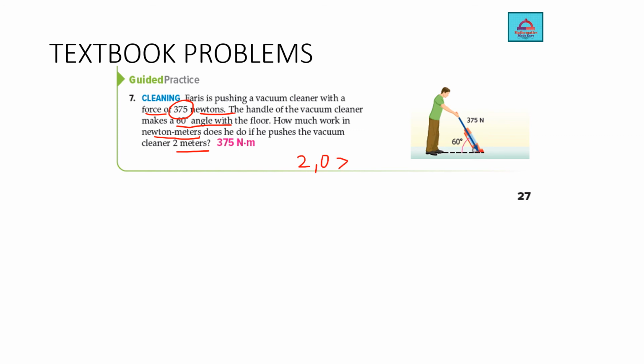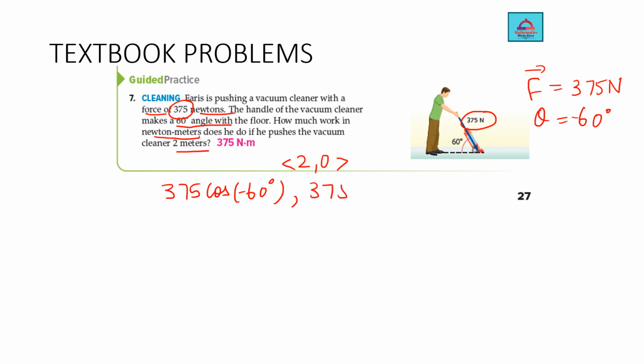So 2 comma 0 would be one vector. For the second vector, the force is given how much? Let's write: force is given 375 newtons, angle is given 60 degrees. So let's calculate the components. Now the angle here which is made is with the handle of the vacuum cleaner. This is the handle, this is the floor. So if you see, the angle is again clockwise, so we will take a negative value. So the components are 375 cos minus 60 and 375 sine minus 60.